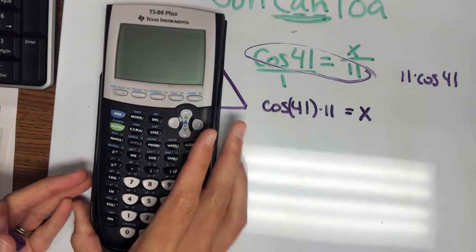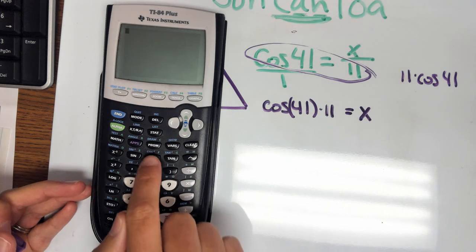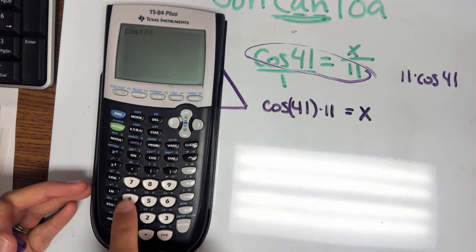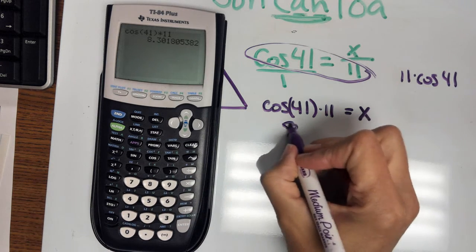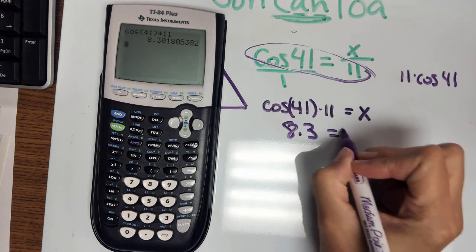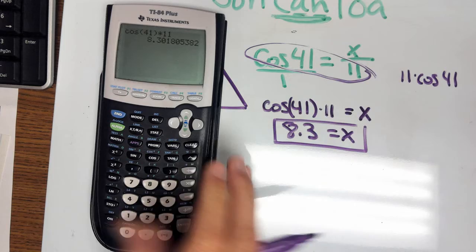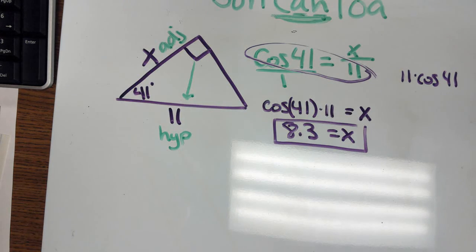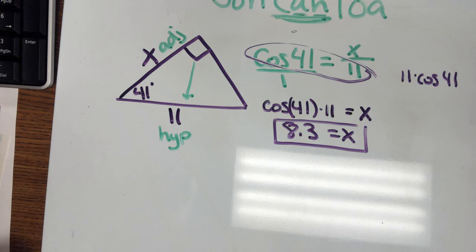But you're just going to find COS, that stands for cosine. We don't want the -1, we're doing that tomorrow. So cosine of 41, it started my parentheses so I've got to close it, times 11, and that gives me 8.3, which is equal to x. There's nothing I have to do. That tells me that my side length is 8.3. And just double check, the hypotenuse is 11, that should be the longest side. 8.3 is less than 11, so we are good.